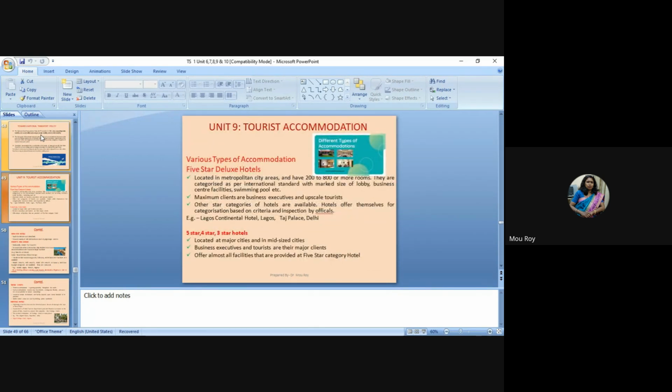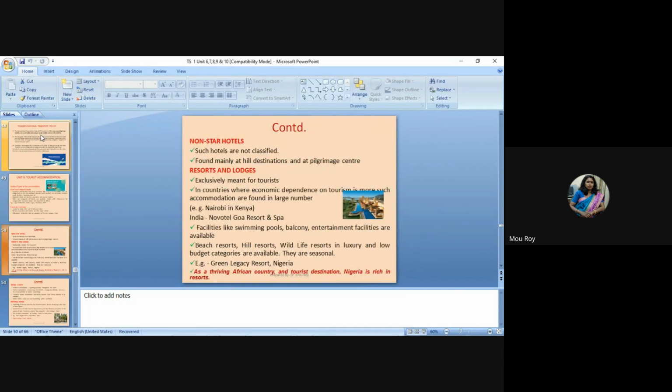And tourist accommodation I have already discussed. We have different properties, and hotels have their different logos. We have 3 star, 4 star, 5 star, and 5 star deluxe. Besides that, there are resort hotels, motels, and other supplementary accommodations like dak bungalows and circuit houses, which are usually government houses, then YMCA, Young Men's Christian Association, and lodges, like dak bungalows and all.